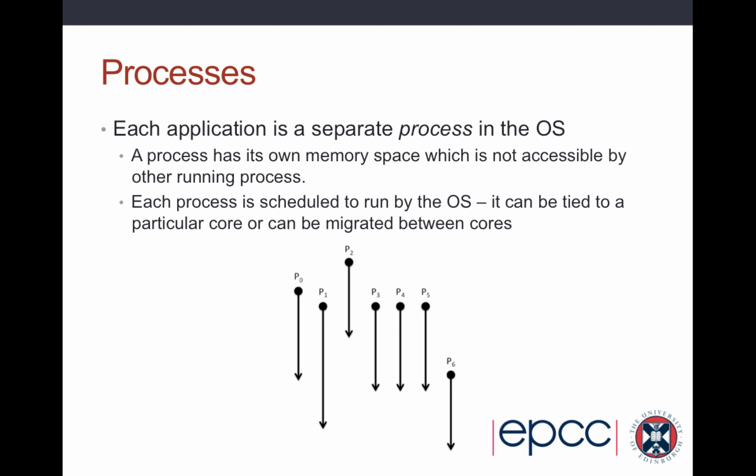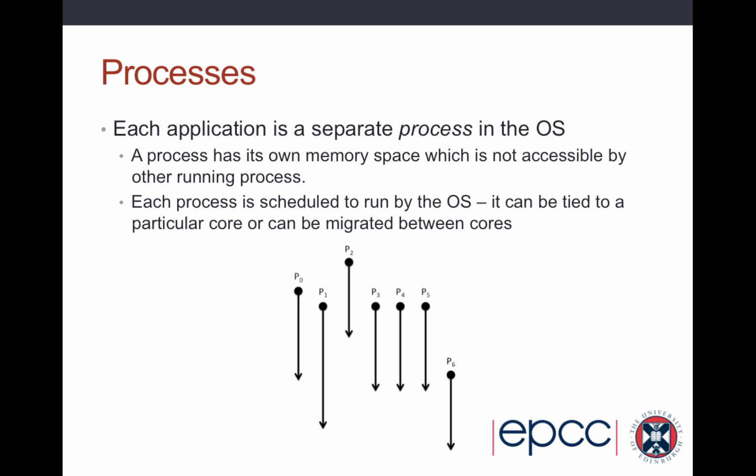So each application is a separate process in the operating system. So each application I'm running on my laptop, be it PowerPoint, a web browser, an email client, each of these is a separate process. Each process has its own memory space, which is not accessible by other running processes. This is how we stop security breaches. So somebody gets access through some malware on your web browser, they can't use it to corrupt, hopefully, your email client or another application running on the system.